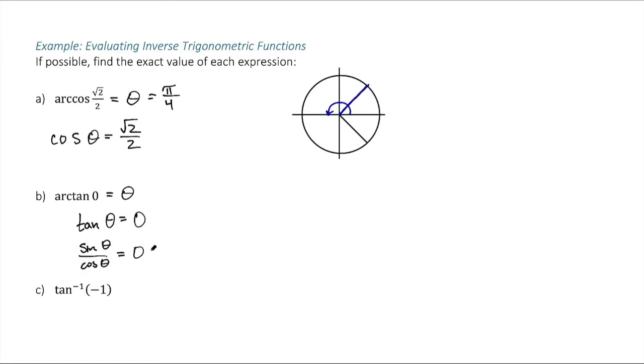And if that's equal to 0, then that means that sine is equal to 0. So that tells me that I'm looking for a place between negative pi over 2 and positive pi over 2 where the sine is equal to 0, which of course is just right here at 0. So the arctangent of 0 is 0.